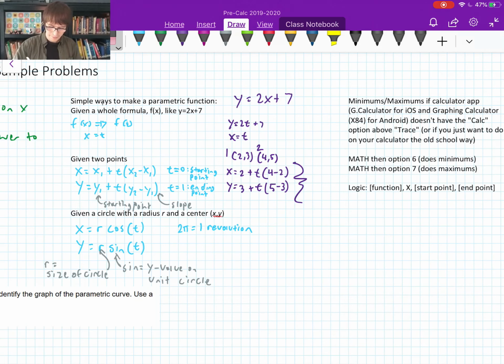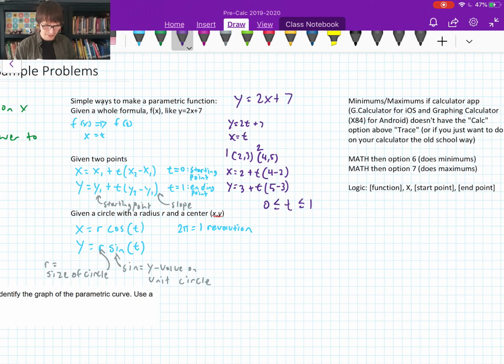But really, all you need to remember, that was just some extra stuff, is that if you're going from t equals 0 to t equals 1, and you set your boundaries as 0 is less than or equal to t is less than or equal to 1, then that'll just graph the line segment from one point to the next.